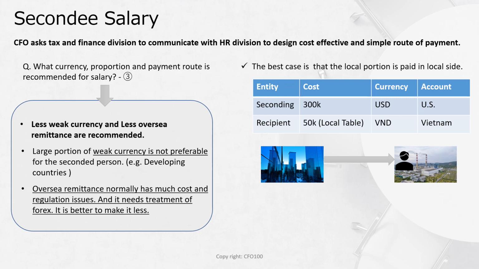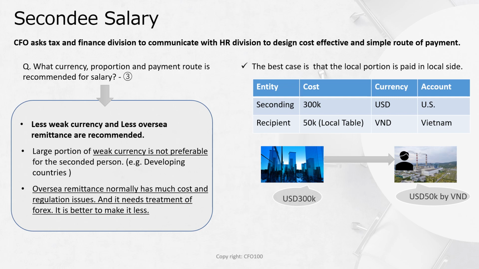300K is going into the bank account of the individual in the headquarters country, and 50K is going to the bank account in the recipient country. This is the most preferable and simple example.